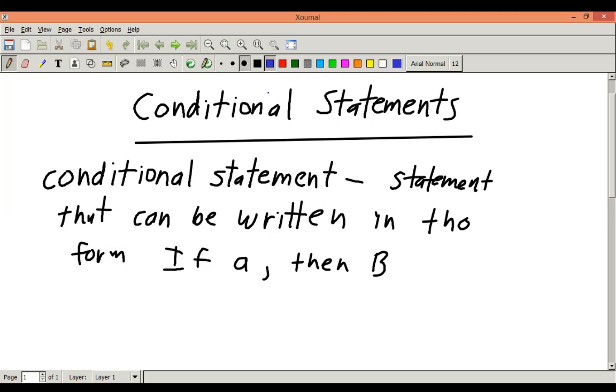The statement that comes after the word if is the hypothesis. That's the hypothesis of the statement, whatever follows the word if. The conclusion is the part which follows the word then. So that's the conclusion. So a conditional statement has if, the hypothesis, then the conclusion as its structure.